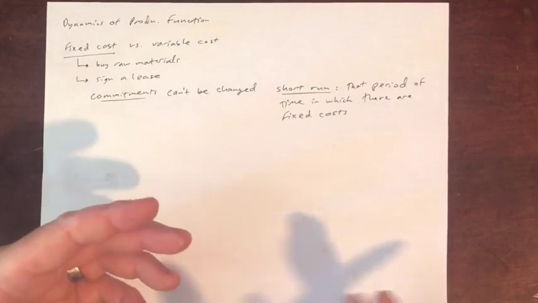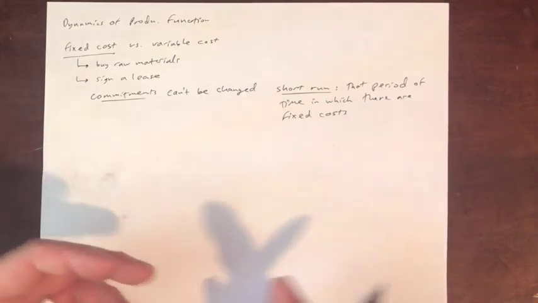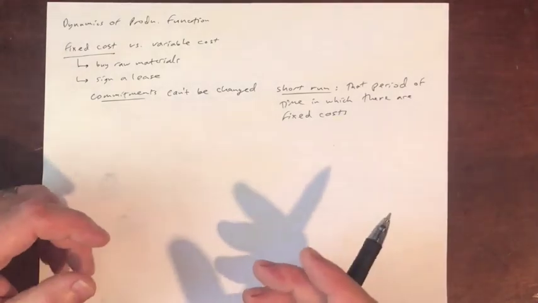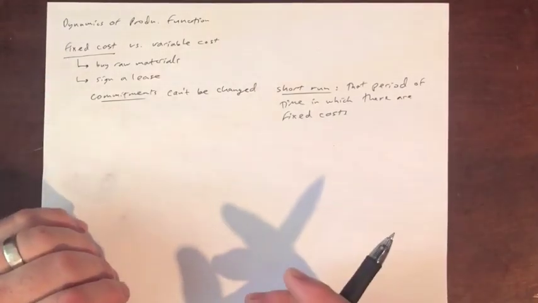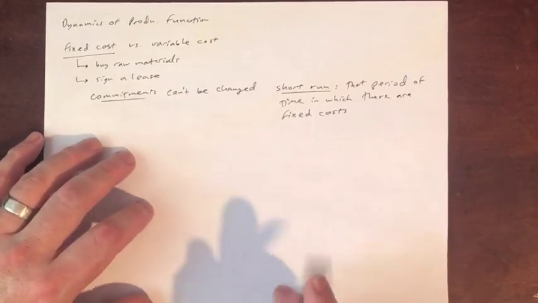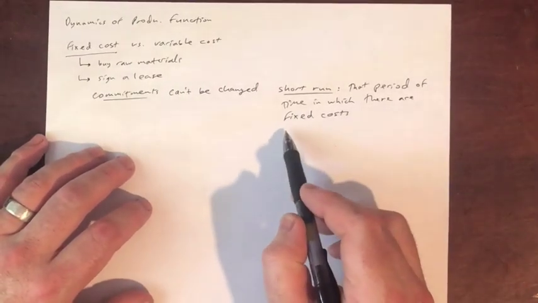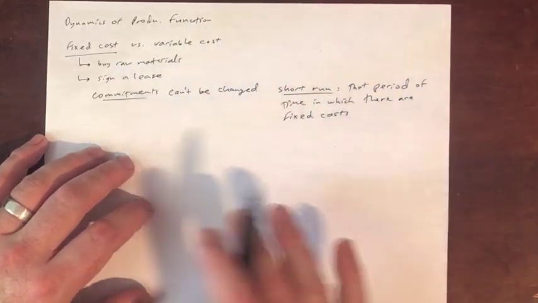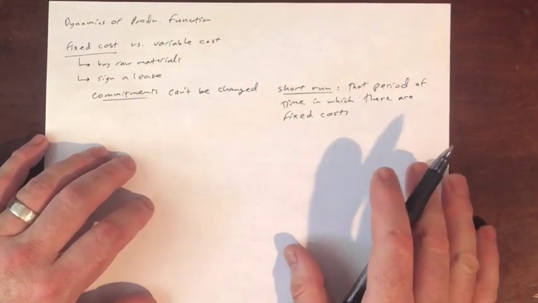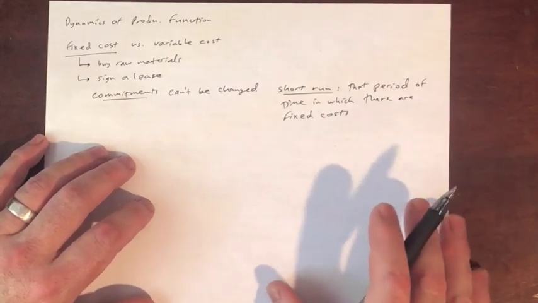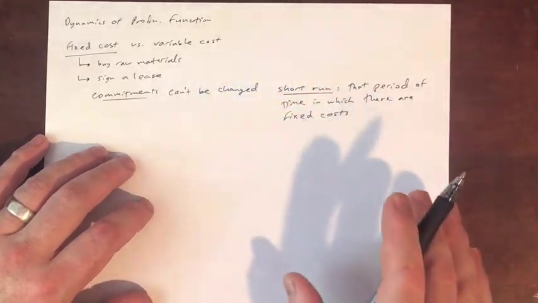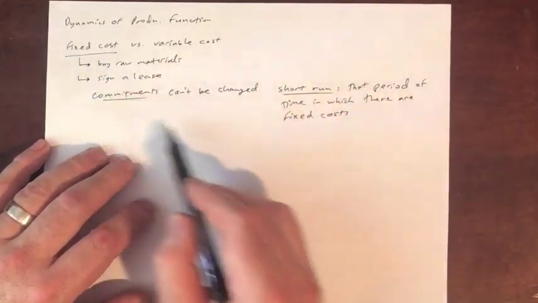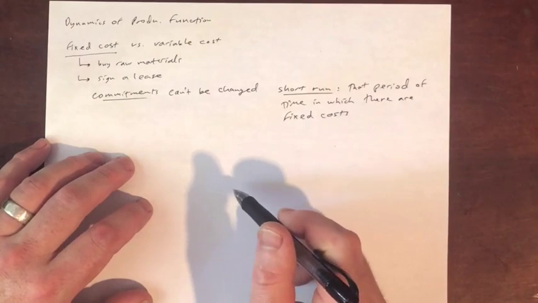We're trying to do a theory which is going to be general enough to apply to lots of different situations. And the problem, of course, is that every kind of production is a little bit different or a lot different. So what is fixed in one industry might not be fixed in another. Whatever that period of time is in the situation we're dealing with, maybe it's 1 year, maybe it's 3 months, the short run is that period of time in which there are fixed costs.